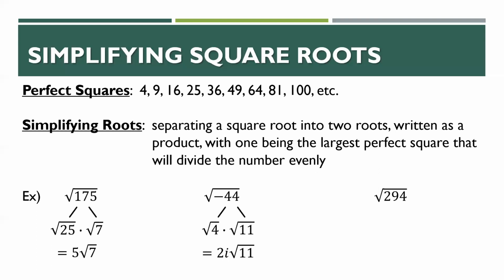Last up, we've got the square root of 294. The largest perfect square that'll divide 294 is 49. So this separates into the square root of 49 times the square root of 6, and simplifying, it becomes 7 square roots of 6. So we're going to be using that a lot when we use the method of completing the square.